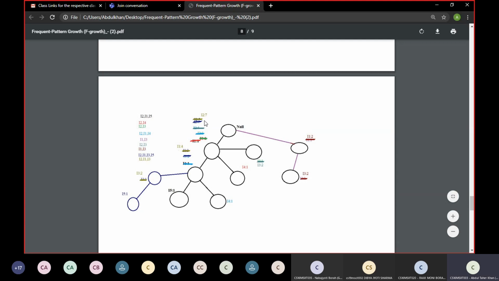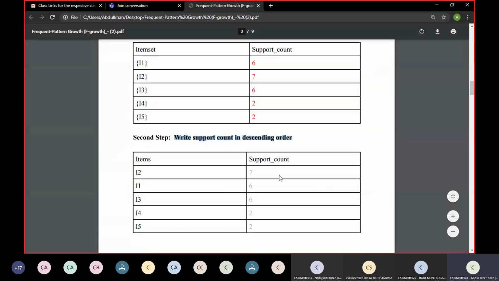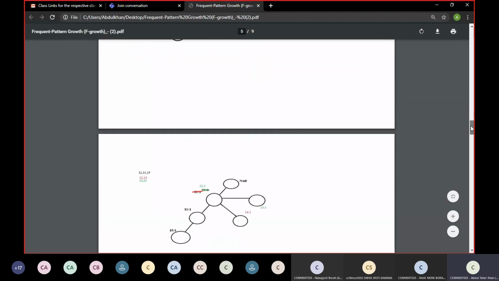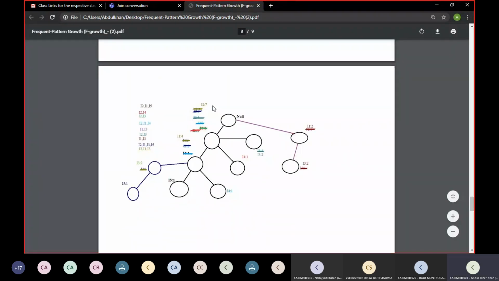So see, I2 has 7 count, and then I3, remember I3 1, I3 2 plus 2 plus 2, 6, right? So in the table we can see I2 7 and I1 6, right? And I3 6. So I2 has 7, and then I3 6, right? I2 also 6, I1 also 6, right?